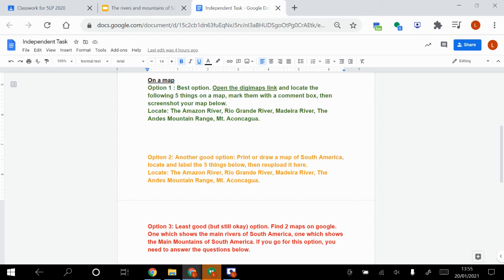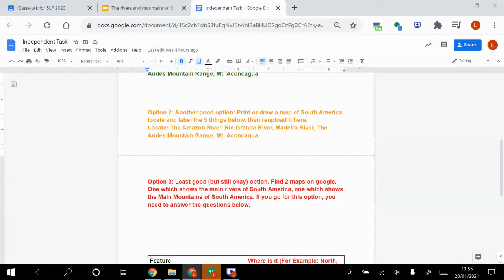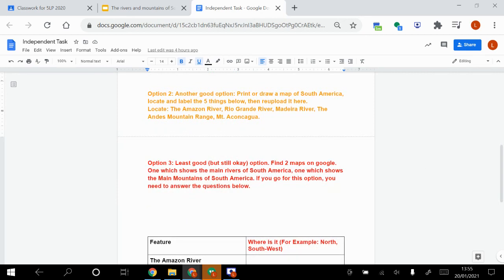If you do the green one, the top one, which I would say would be my preference for most of you to do, then you can just delete the orange one and the red one. If you're not able to use Digimaps at home, that's absolutely fine. Do not worry about it. What you can do is you can move on to option 2, the orange task. The orange task is an equally good option, but it just might take you a little bit of time.